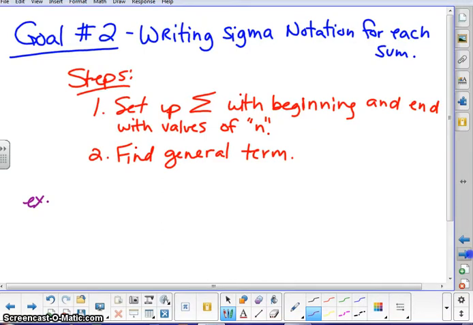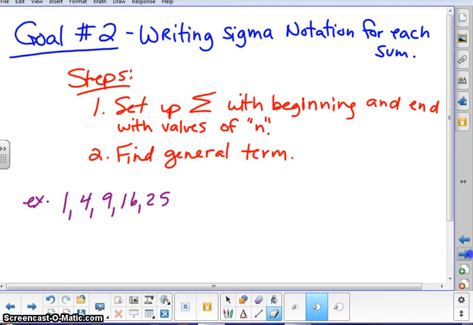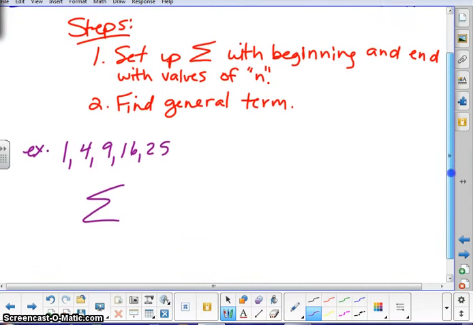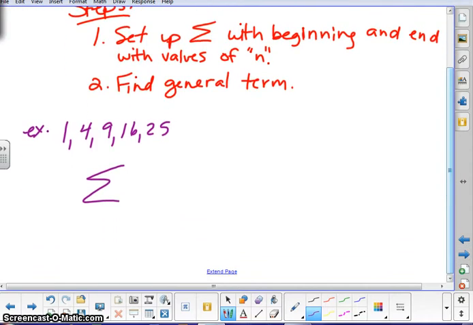First example, 1, 4, 9, 16, 25, and so on. Okay, so it's a finite sequence, and first step, we're going to go ahead and set up the sigma notation. And in that sigma notation, we need to have the beginning and the end. Well, as you can see here, we have the first term, the second, the third, the fourth, and the fifth, and it stops there. So n is going to equal 1, and it's going to stop at the fifth term. So that takes care of step 1.